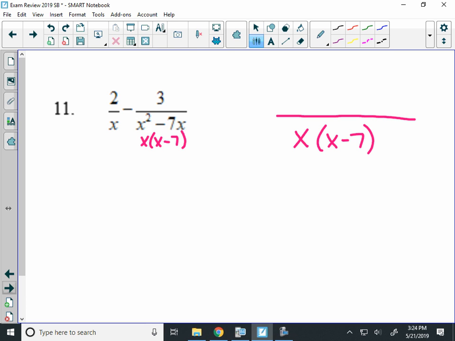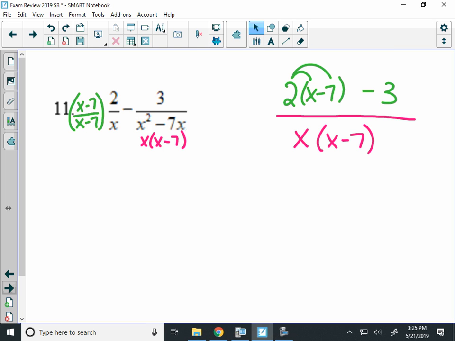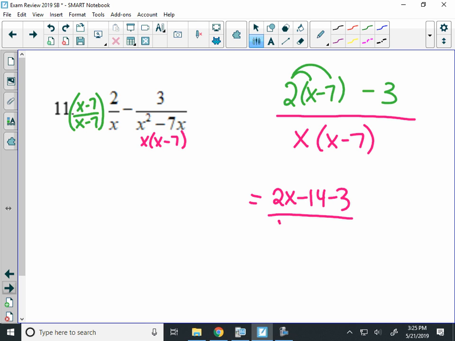X times x minus 7 is already the denominator of the right fraction, so the left fraction needs to catch up and get an x minus 7. I'm going to multiply there: 2 times x minus 7, and then the minus 3 didn't change. So I'm going to distribute the 2. That'll give me 2x minus 14 minus 3 over our denominator. And then you can combine like terms: 2x minus 17 over x minus 7.